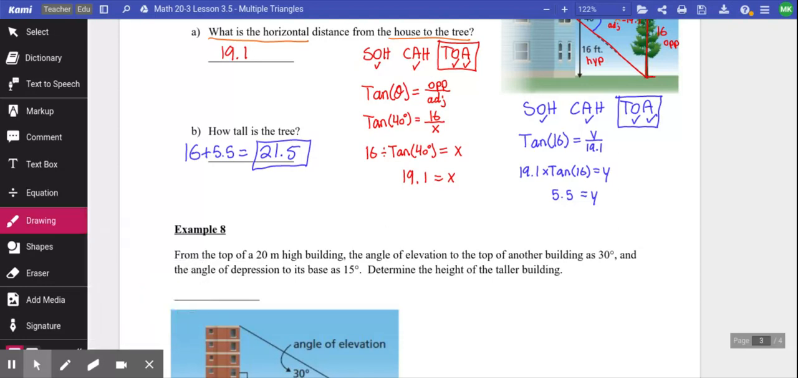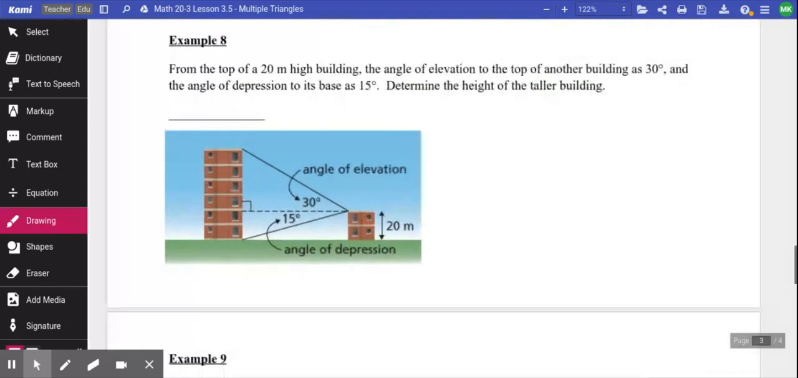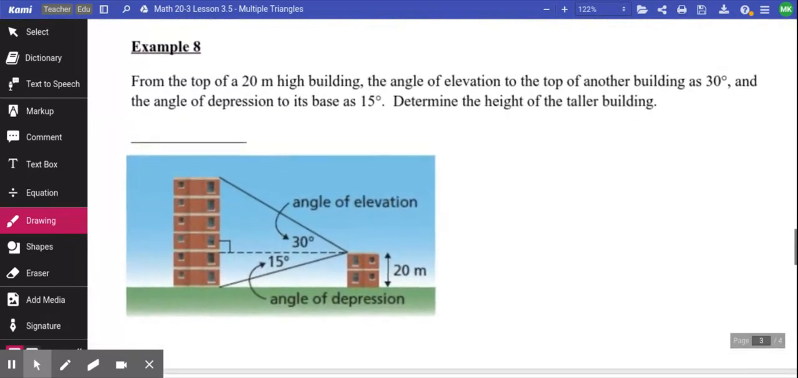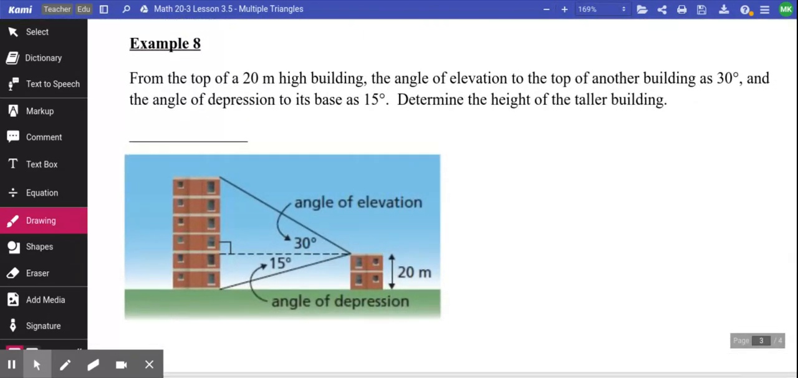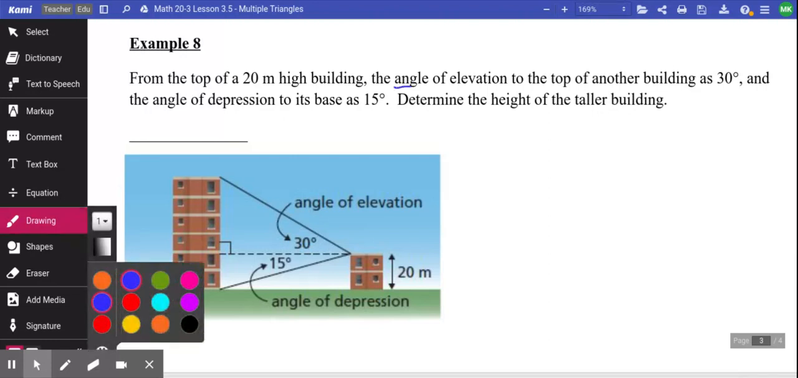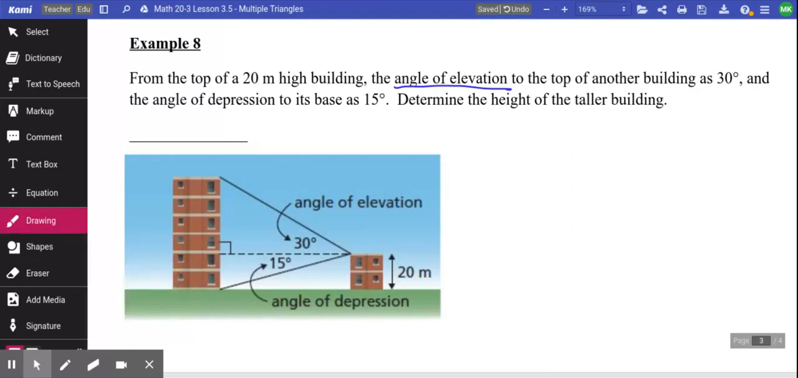All right, let's try another one. So this one is talking about two buildings. It says from the top of a 20-meter building, the angle of elevation, so that means going upwards, right? Angle of elevation is up. It'd be 60 meters because that one's 2 floors and there's 6 floors. Yeah, but you got to do trig. You can't just assume it.